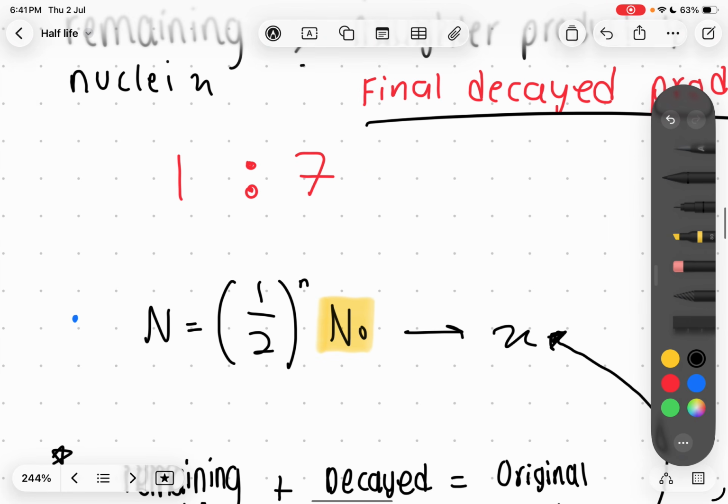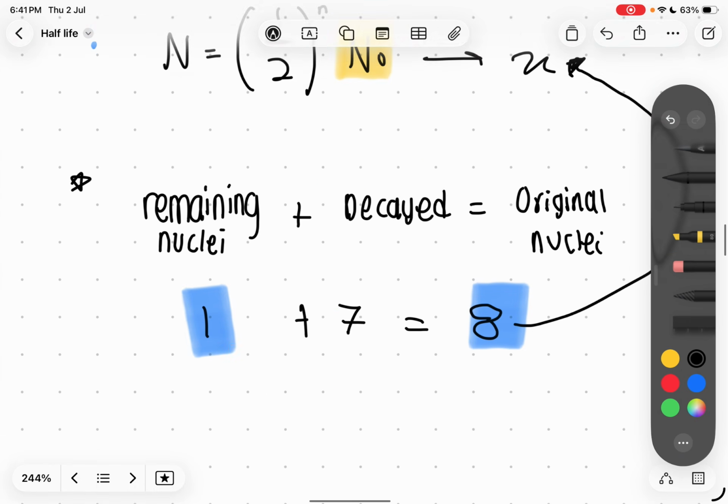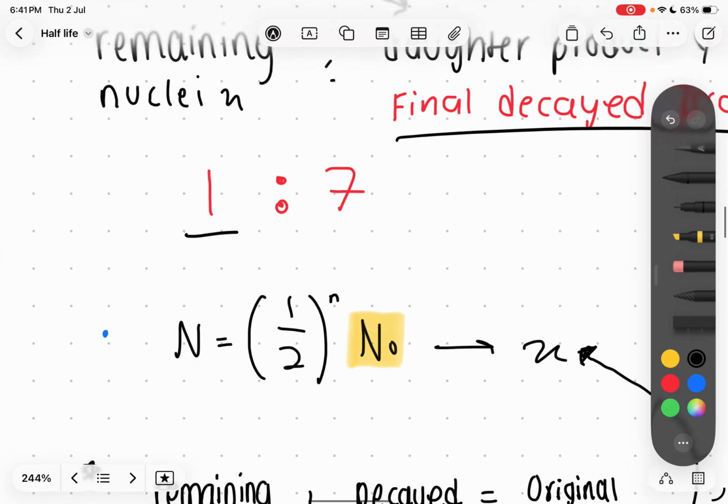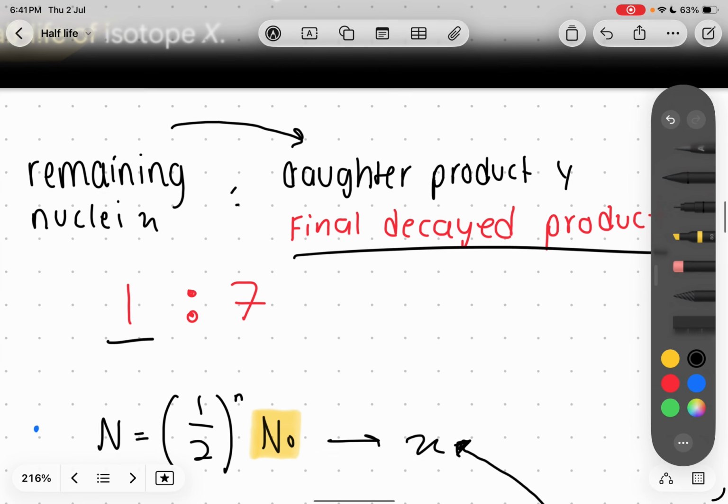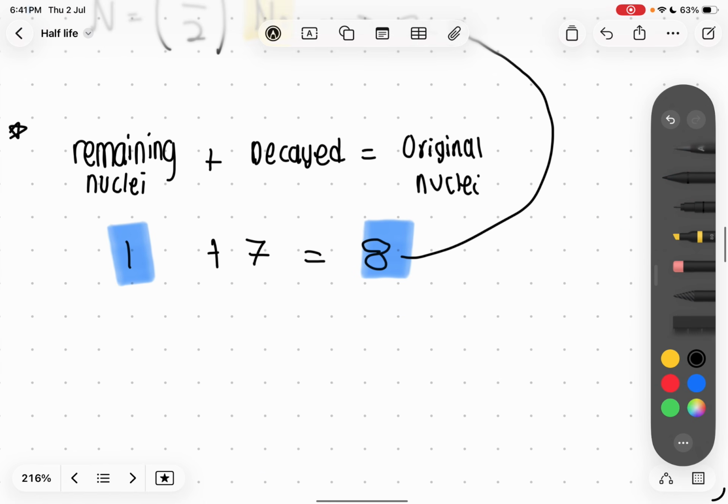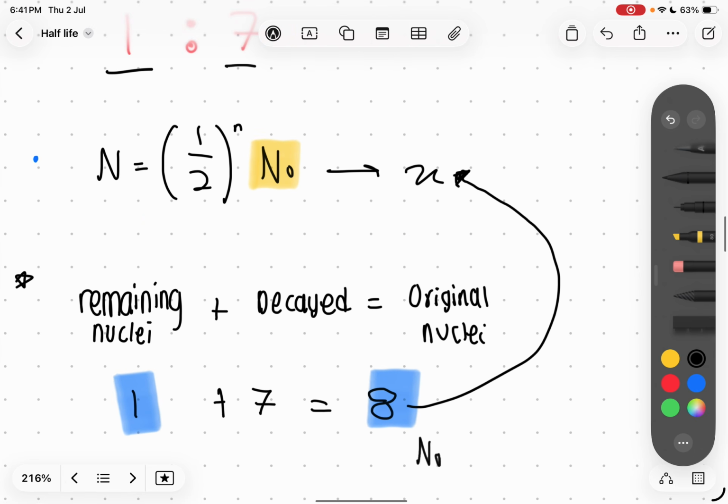So now that you hopefully understand that, we can take the remaining nuclei, which they give us the ratio as 1, and plus the number of decayed nuclei, which is the daughter product Y, aka the final decayed product, 7, and you get 8. However, the problem is that we don't know what it represents. It's in ratio. It can be 80, it can be 8,000, it can be 8 million. But we do know that it's the original number of nuclei.